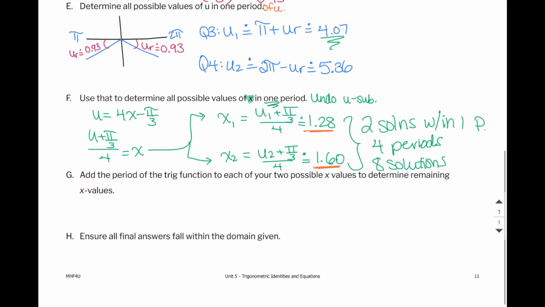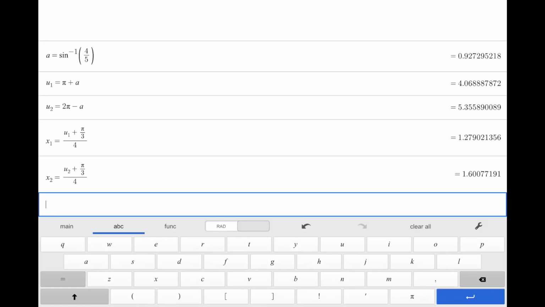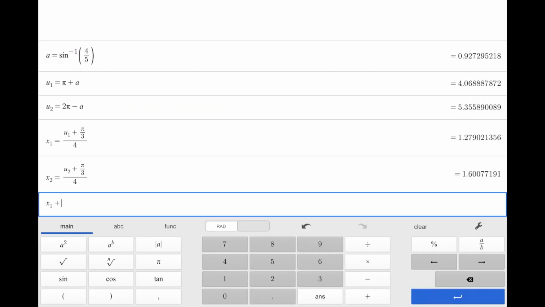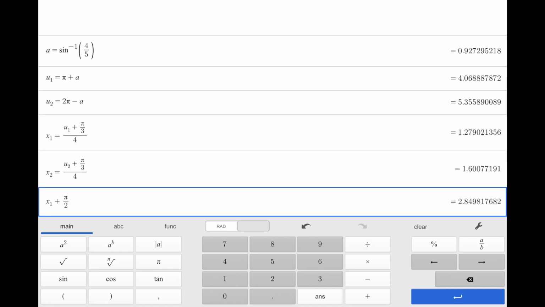So step G says to add the period of the trig function to each of your 2 possible x values to determine remaining x values. So we know that x1 is approximately 1.28 and that x2 is approximately 1.60. Based on that, we can figure out x3 and x4 by adding a period. How big is the period? Pi over 2. So I can take x1 and add a period, which is pi over 2, and that tells me that my next solution is going to be 2.85.